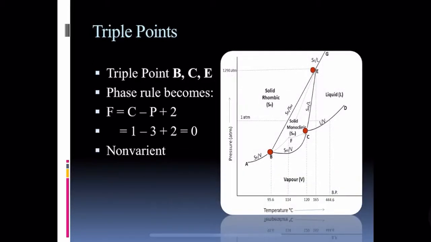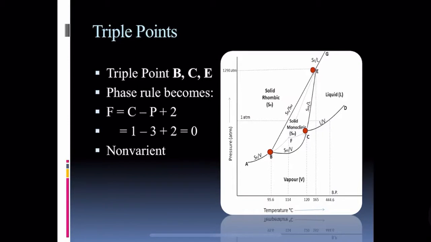Now the triple points. You can see the triple points B, C, and E, where I put the red dots. The phase rule becomes F is equal to C minus P plus 2. So for a triple point, you all know how many phases there are? There are 3, right? So here the system is non-variant.